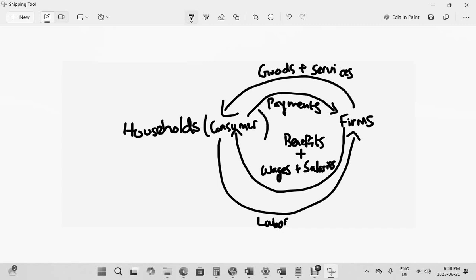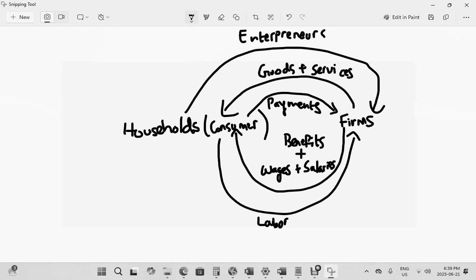Now we can add to this circular diagram, especially if this firm is owned and managed by a business owner. When it's managed by a business owner, the business owner will also supply things like capital and entrepreneurship. So you have entrepreneurship plus capital. So the households will supply entrepreneurship and capital to the firms.